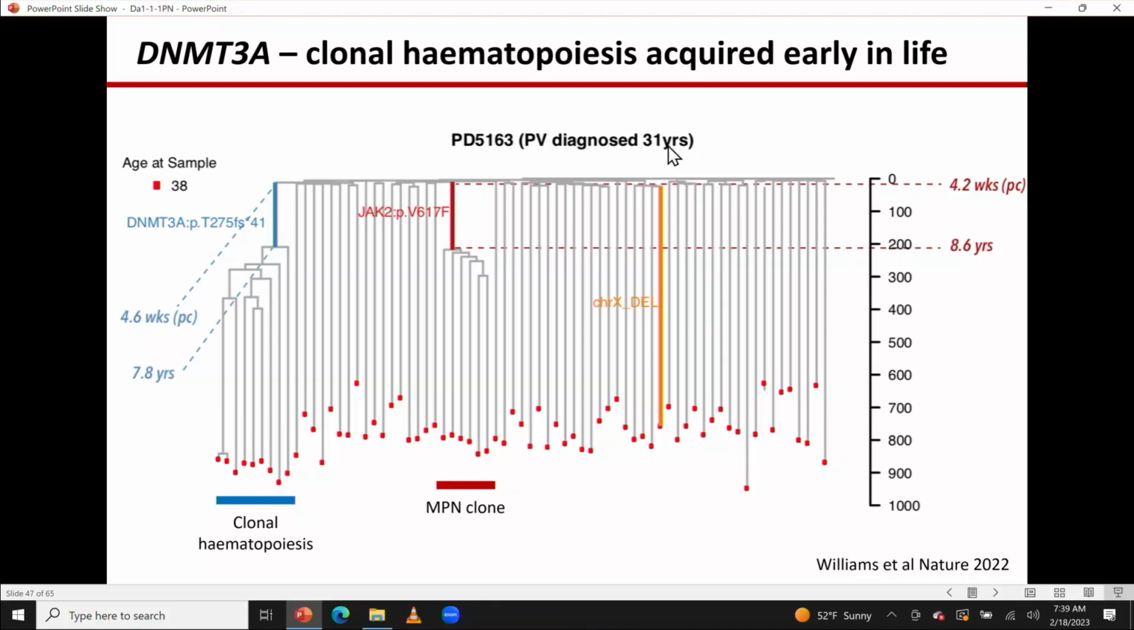So this individual was diagnosed with PV at age 31. The Jak2 mutation occurred by age 8 of childhood. But other mutations that are common as we get older also occur in childhood. So we have this appreciation now in the field of hematology that as we're getting older, we're all developing these mutations. But it's not that we're developing them when we get older, it's that we're detecting them as we get older. They've been there a long time.